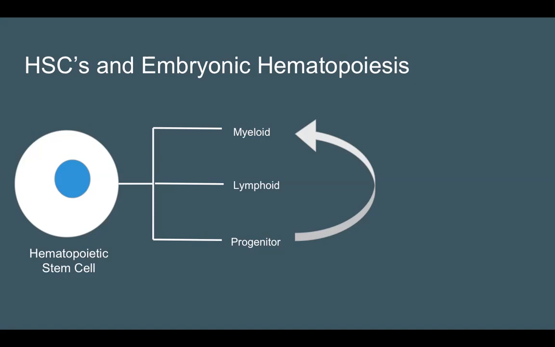Lastly, your progenitor cells are going to include everything else. So it's kind of like the junk drawer of hematopoietic stem cell derivatives. But they're pretty versatile and kind of cool, in that they give rise to myeloid cells, or they can contribute to the development of the various organs that we're going to talk about in just a minute.